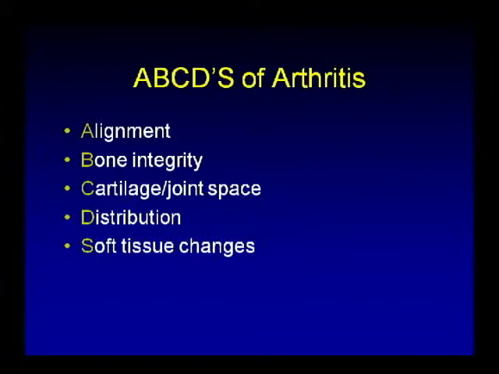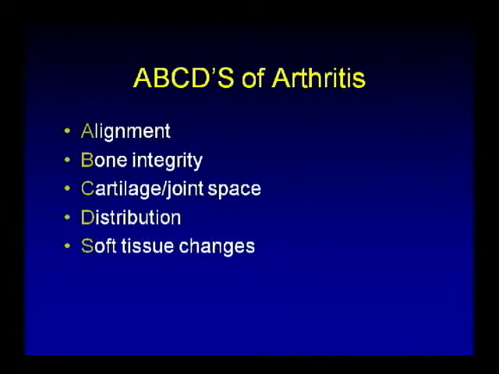So I've organized my talk with the ABCDs of arthritis, or arthropathy if you prefer that term, because itis means inflammation. It's not always inflammation. And we will talk about alignment first of all, just very briefly. We'll then go through bone integrity and the things we should think about when we see joints. And then we'll talk about the cartilage and the joint space and ways to think about that when you are presented with images of joints.